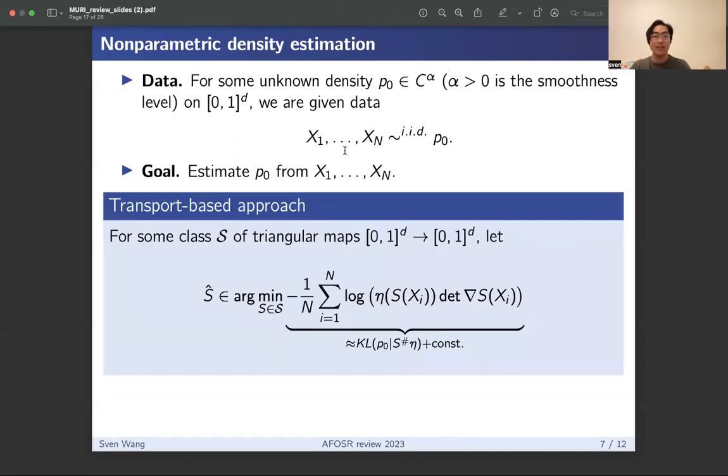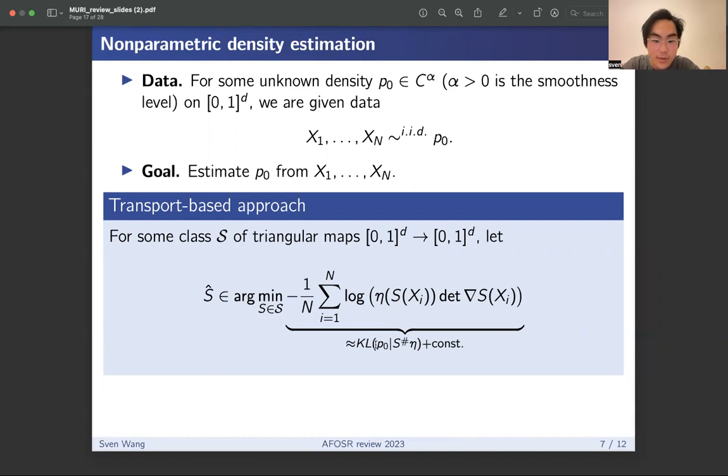And of course, there have been many approaches for doing this, but the transport-based approach, which is fairly new, would do the following. For instance, it could look like this. Later on, I'll speak about extended versions of this. But here, the objective function for learning the transport map S hat is basically this negative log likelihood of the pullback density of eta under the map S, and we're trying to minimize the negative log density, which is of course equivalent to maximizing the log density.